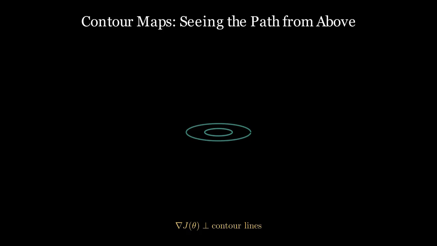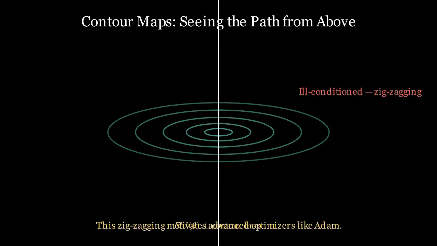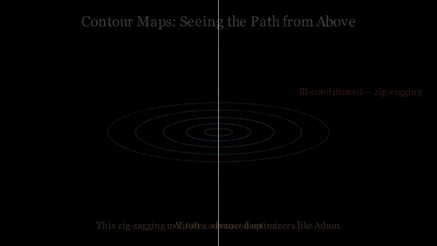But on a stretched elliptical bowl, what mathematicians call ill-conditioned, the gradient doesn't aim straight at the minimum. The path zigzags inefficiently back and forth across the narrow valley. This zigzagging is exactly why researchers build more advanced optimizers, like Adam.